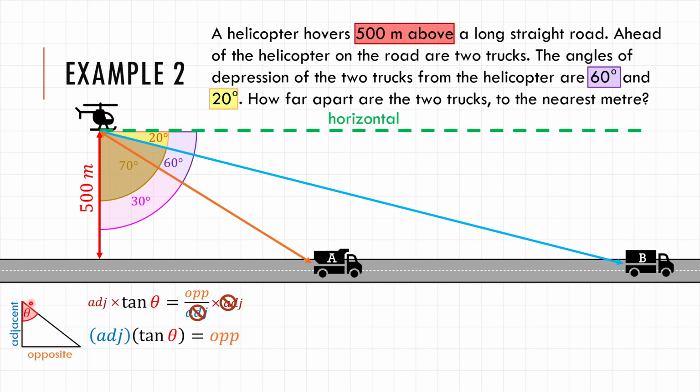I have the same exact type of triangle over here, right? Where the upper angle here is 70 degrees. This side is still 500. That's the adjacent side, and I need to find the opposite length, which is all the way over here. So let's look at this triangle here first. This will tell me the distance to truck A, this distance right here.